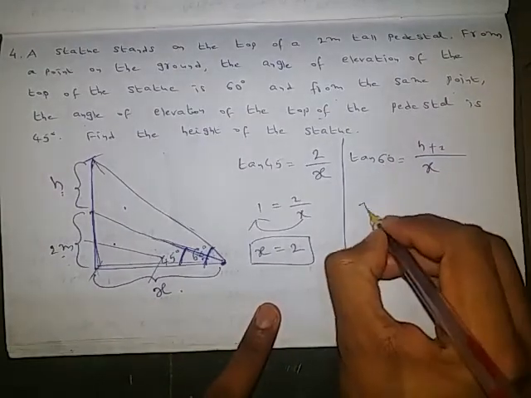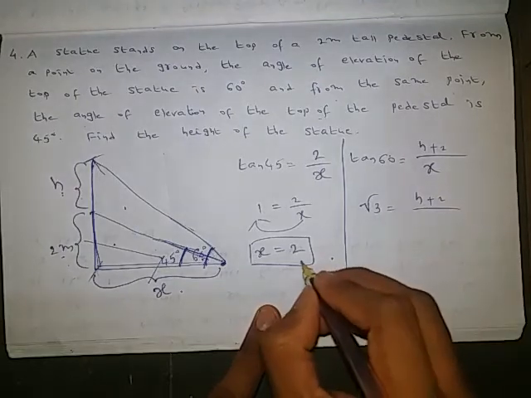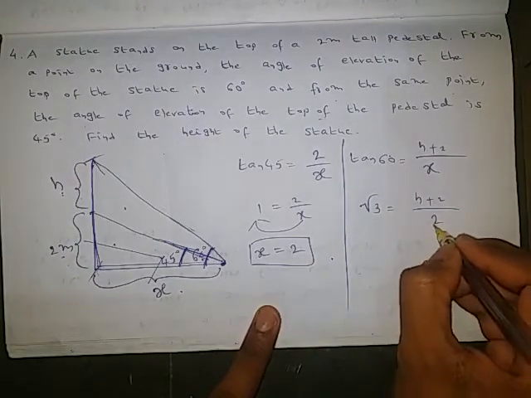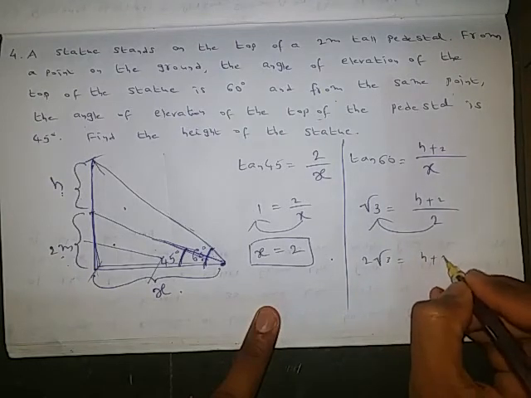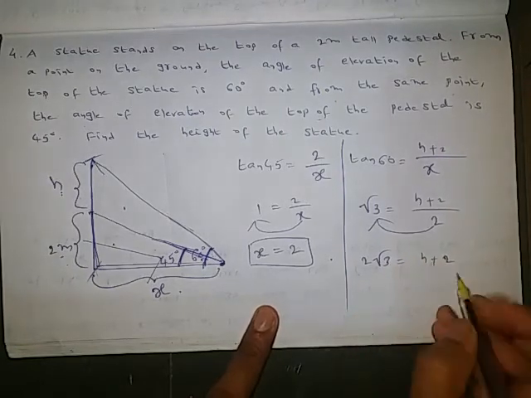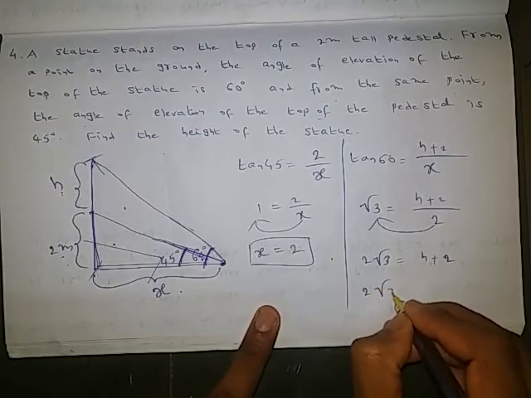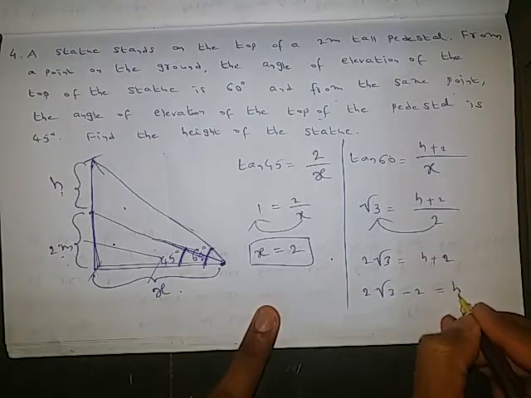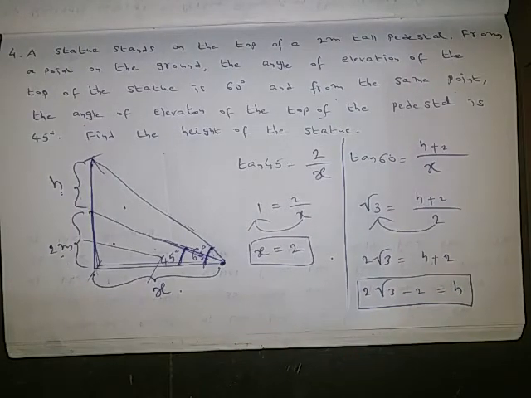Tan 60 is root 3, which equals h plus 2 divided by the x value, which is 2. Now take 2 this side, we will get 2 root 3 equals h plus 2. Take 2 also this side, plus 2 will become minus 2. So 2 root 3 minus 2 equals h. The height of the statue is 2 root 3 minus 2.